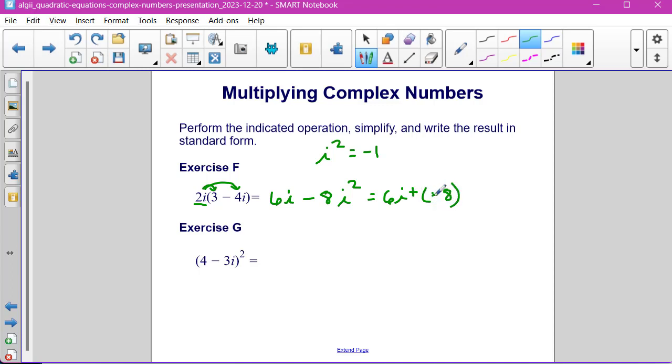and then the minus negative becomes plus a positive, and then if we put our real part first, that's going to be the 8, and then 6i is the imaginary part. So here's our final complex number. Now let's look at the next problem.